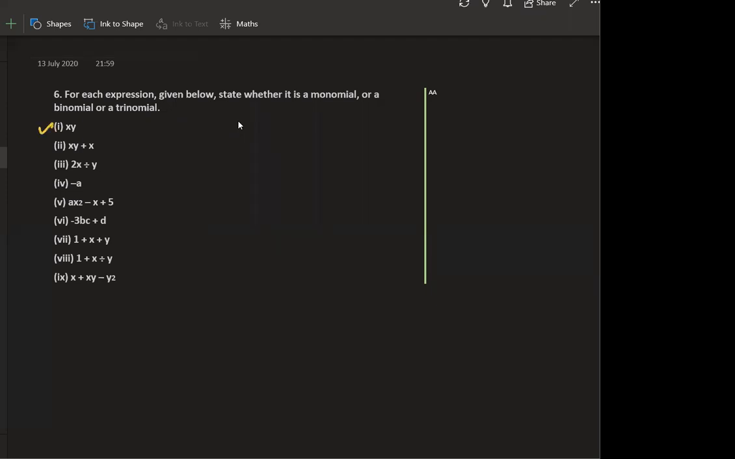So let's talk about the first part, xy. Xy has only one term. So this is monomial. Now let's talk about the second one, xy plus x. It has two terms. Xy is one term and x is another term. So this is binomial.